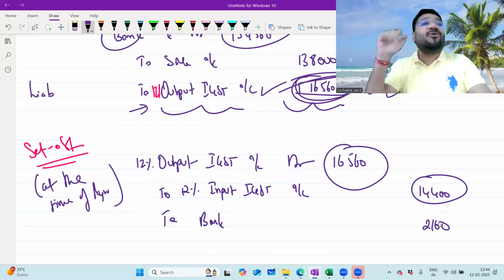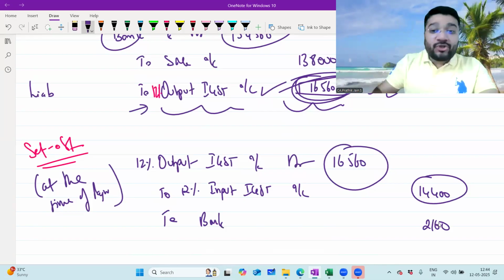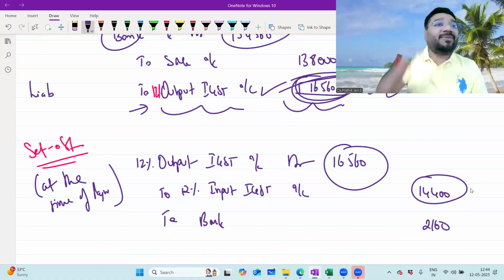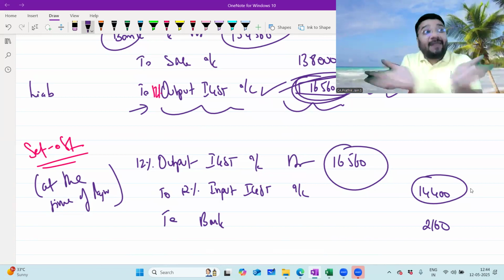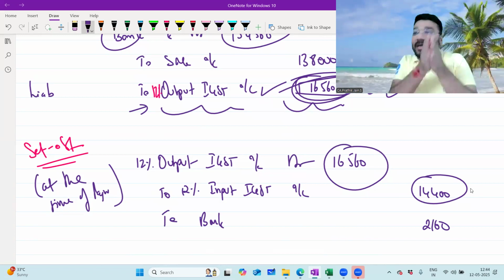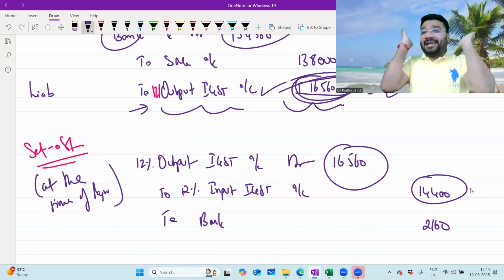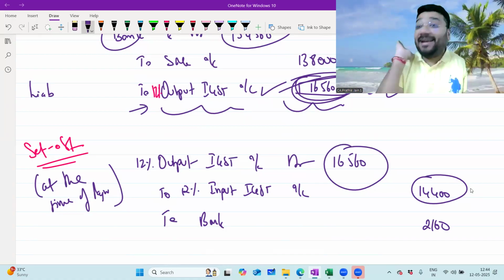2,160. This money goes to the government. Understood? So whatever money the retailer paid, 14,400, now stands recovered from the customer. Now my question goes to all of you. In this entire process, from manufacturer to retailer to the end customer, how much GST in total did the government collect? Think and respond.